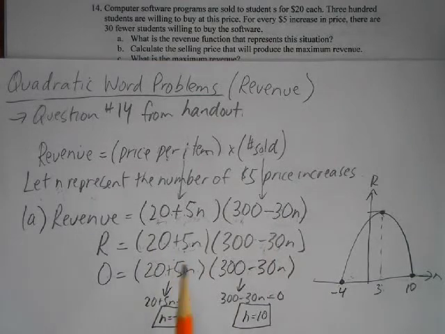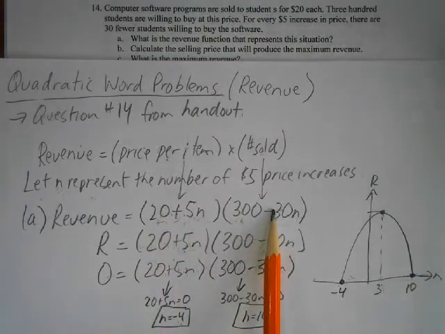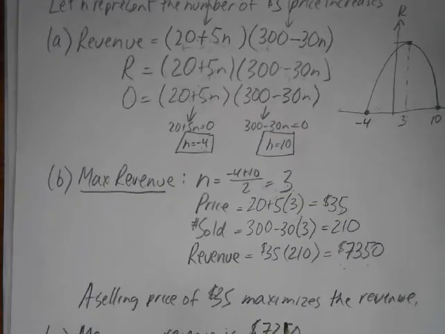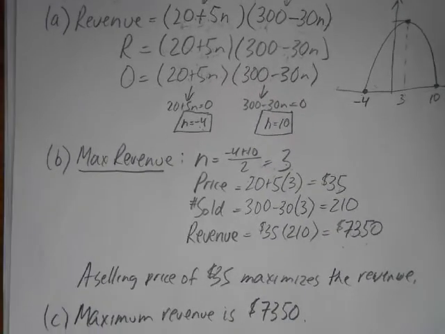Okay, now like I said earlier, if they switched the question around and they were decreasing the price by $5 and maybe 30 people wanted to buy it, then it'd be minus 5n plus 30n. Okay. All right, so hopefully that makes sense.